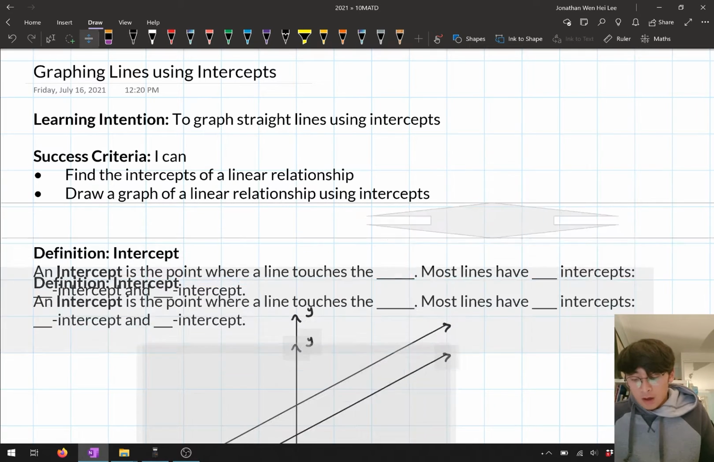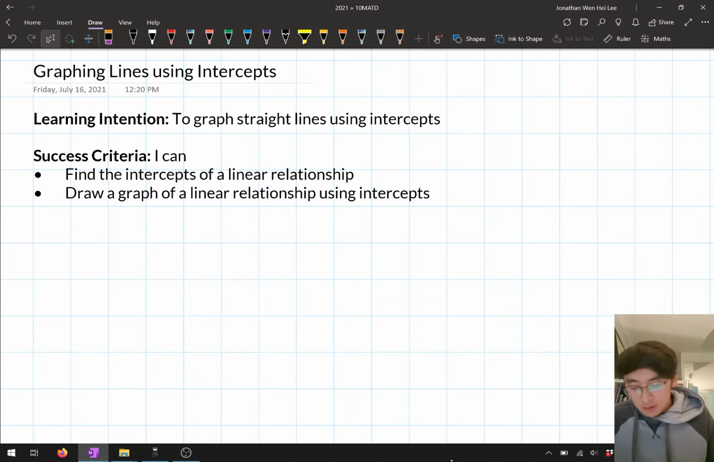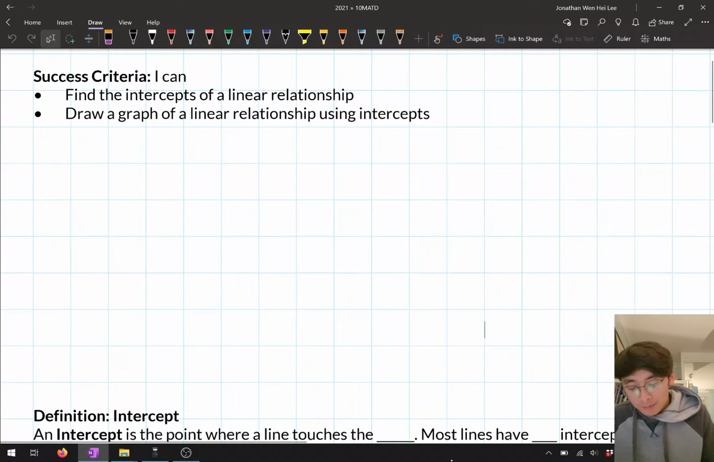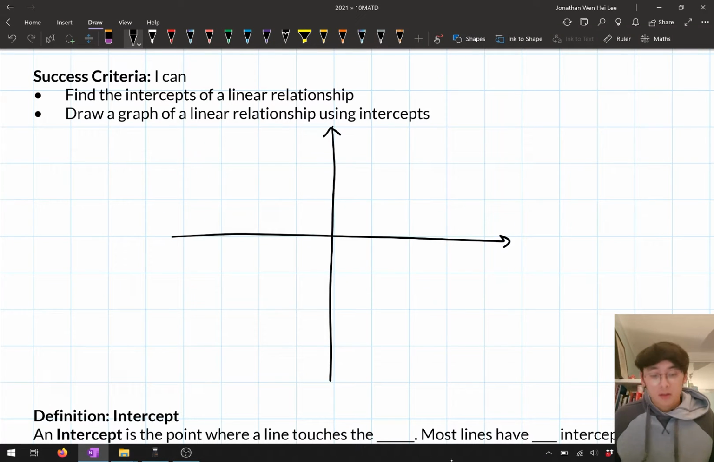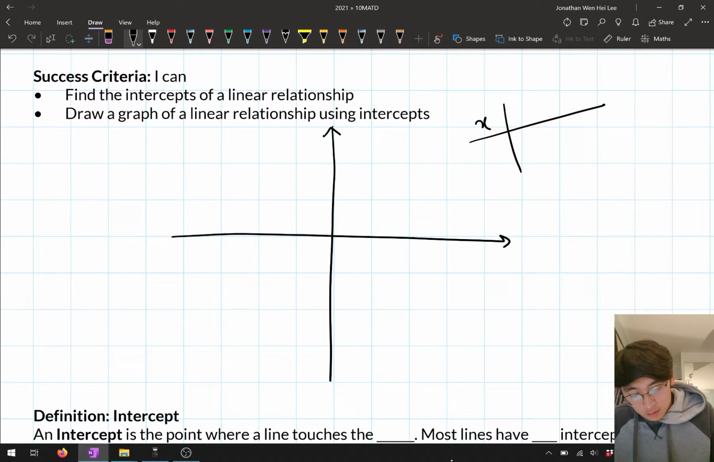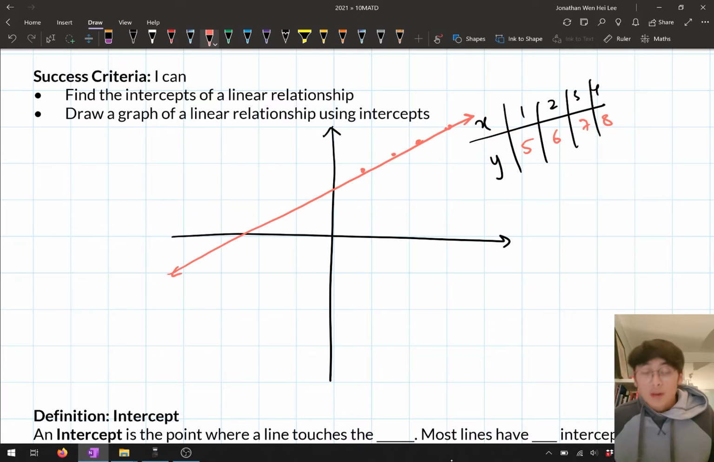Now in this topic so far we've actually drawn a bunch of linear relationships, and at the very beginning of this topic we did that by creating a table of values that looks like this, and we filled in our table of values and subbed in values. Then from there we were able to plot a few points on the Cartesian plane and draw a line through them.